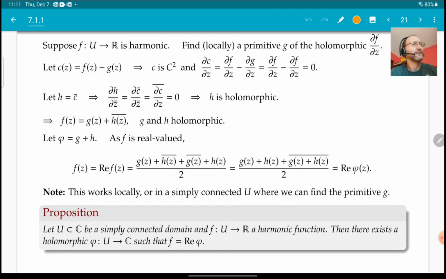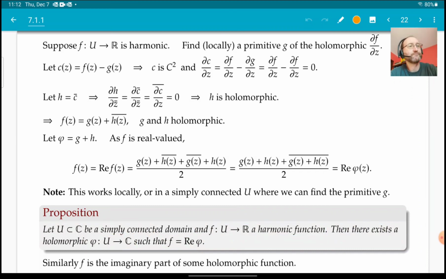So maybe let's write it more generally, or more precisely, I mean. If we have a simply connected domain and a harmonic function f, then there exists a holomorphic phi on that simply connected domain such that f is the real part of phi, right? And similarly, we can do it with the imaginary part. You can figure out how to make it the imaginary part of a holomorphic function, right?